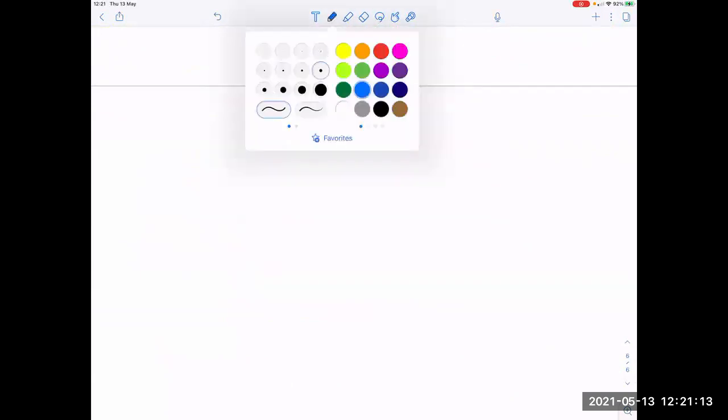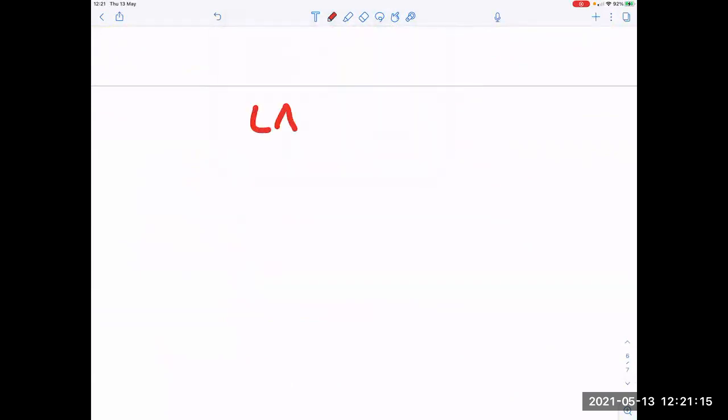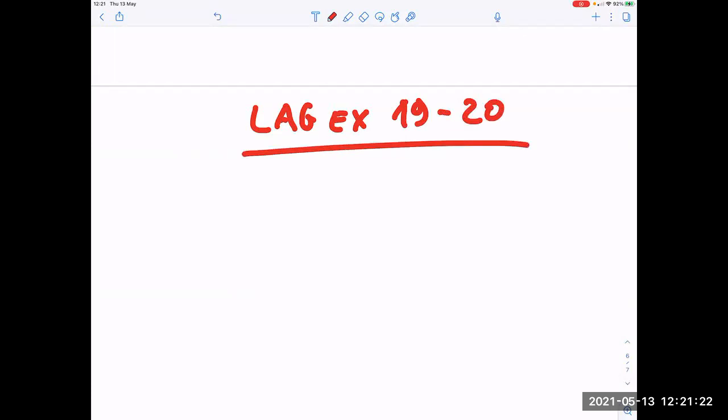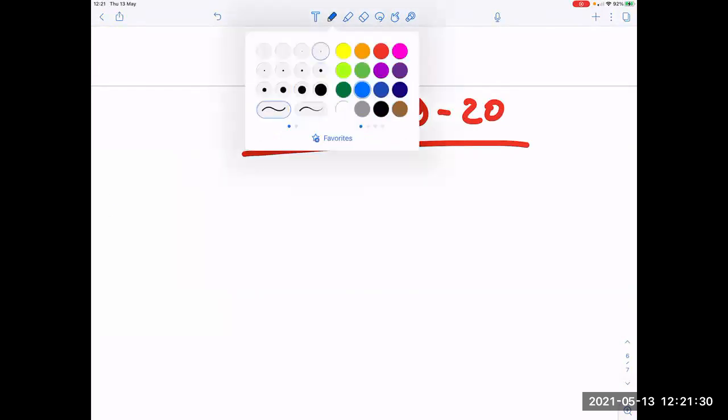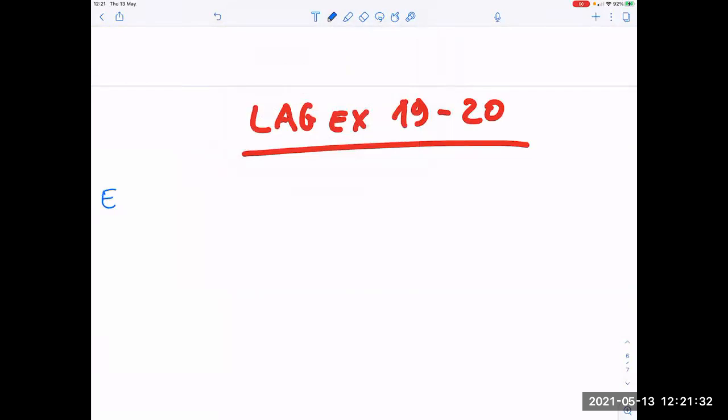So this is going to be LAG X, I think 1920, right? This is what it should be. So let's try one of these exercises, probably from the first part. So X10.1.